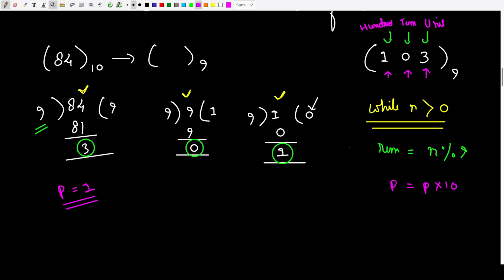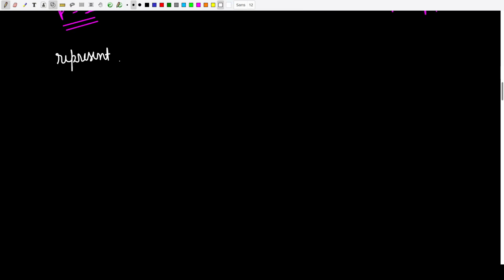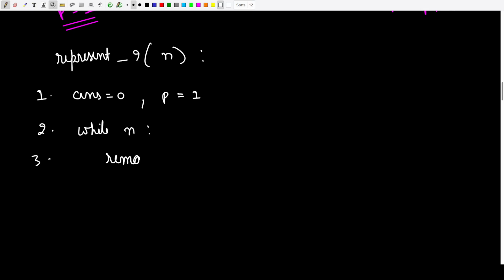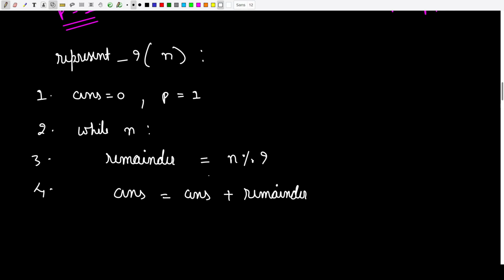So let us now write a pseudocode for this. Let us say we want to represent in base 9 and a number n is given to us. So let's have our answer, and the initial value of answer equals 0, p as we have discussed equals 1, and now let us iterate on n while n is not equal to 0. Then let's have our remainder. So remainder, as we know, is equal to n modulo 9, and then what is our answer? Well, answer is equal to answer plus remainder, and this remainder is at which place? Well, it is at p place, and that is why we are multiplying it by p.